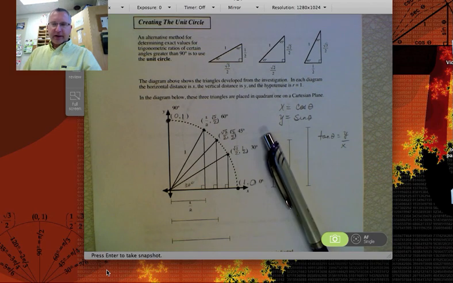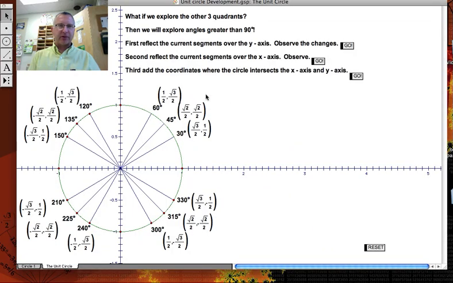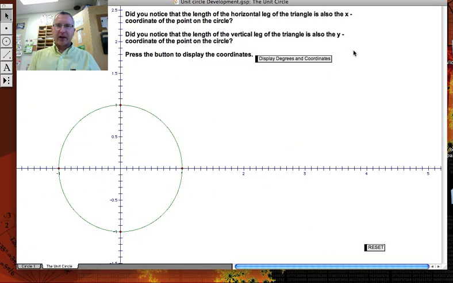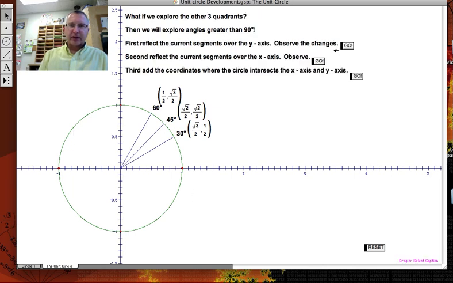So what we're going to look at now is I'm just going to switch to a different program. I'm going to switch to Geometer's Sketchpad, and we're going to look at the first quadrant to start with. So here's the first quadrant that we came up with, the coordinates for 60, 45, and 30. Now I said we can reflect these into our other three quadrants. So that's what we're going to do here.